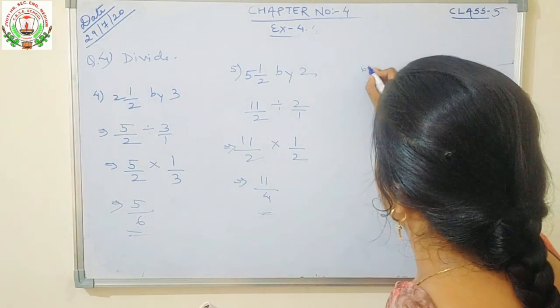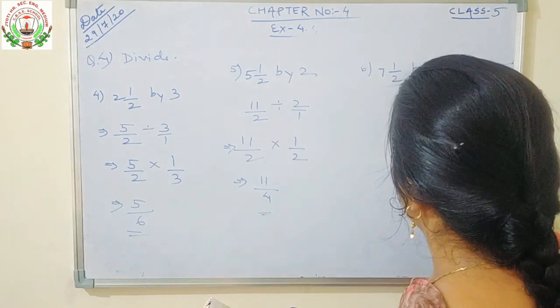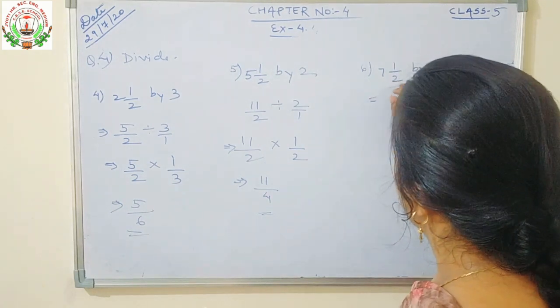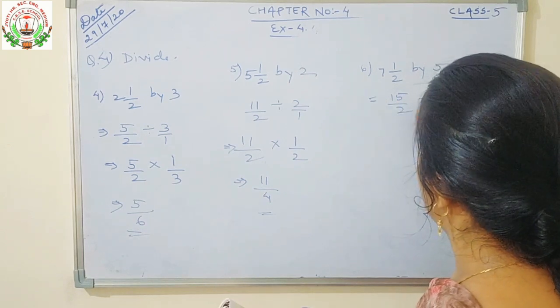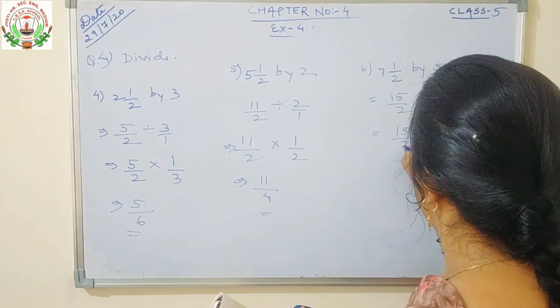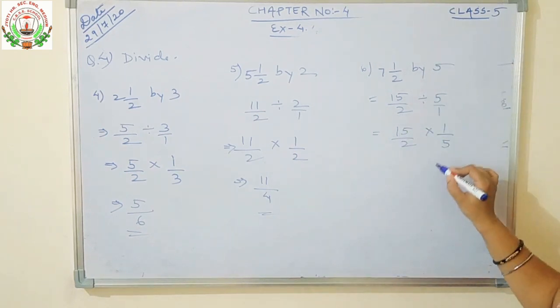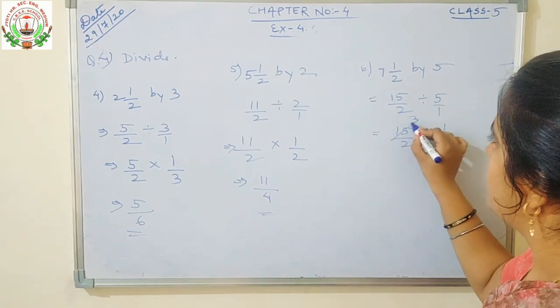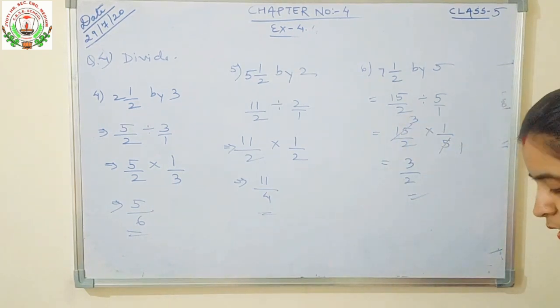Number 6 is 7 1 by 2 by 5. 2 7s are 14. 14 plus 1 is 15 by 2 divided with 5. 15 by 2 into 1 by 5. 5 ones are 5, 5 3s are 15. So 3 by 2. In this way you will solve the rest of the questions.